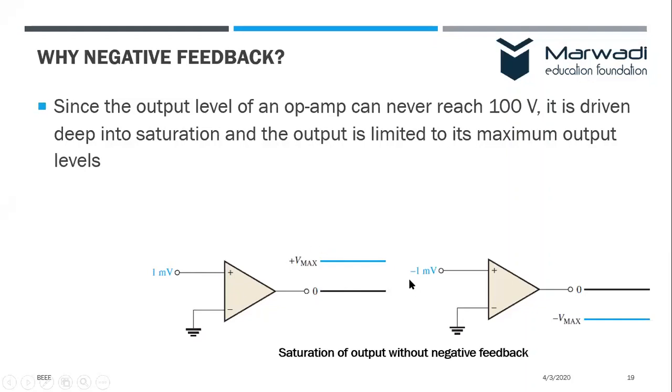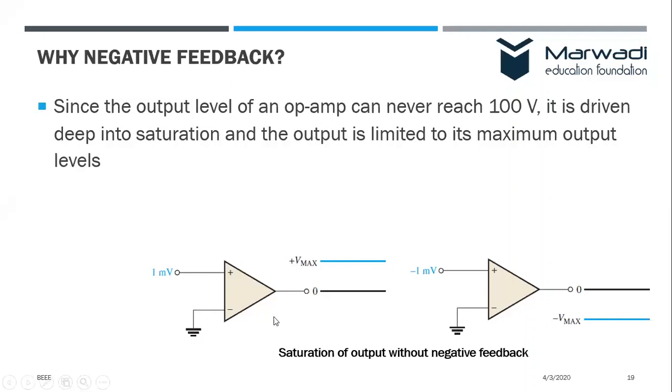And if you provide minus 1 millivolt, it will be amplified by 1 lakh, and then you will get minus V maximum. So here, the output varies between positive maximum and the negative maximum. So we call it saturation. Now, this is not desirable because if our signal varies between positive maximum and the negative maximum, then the actual characteristics of the entire signal is modified, right?